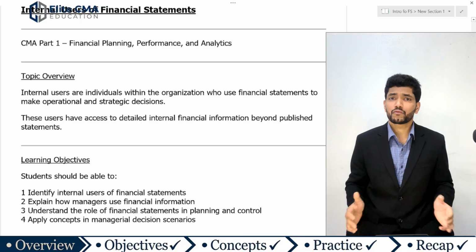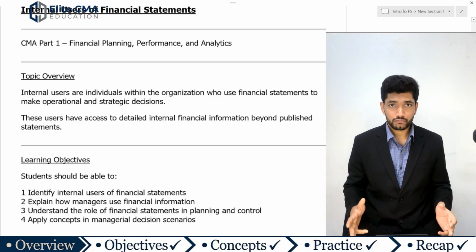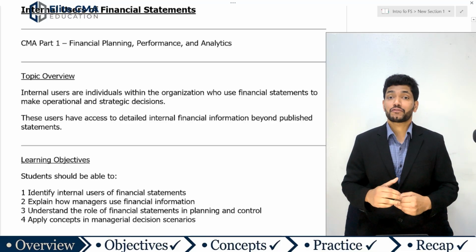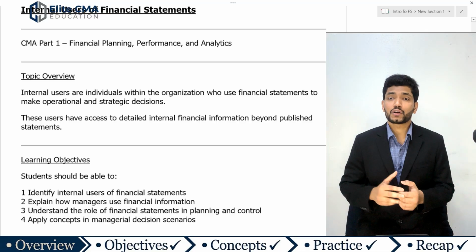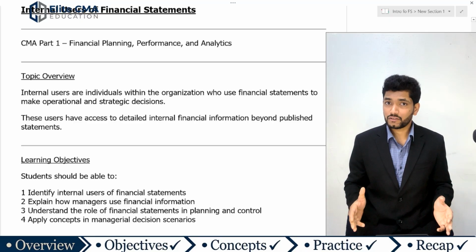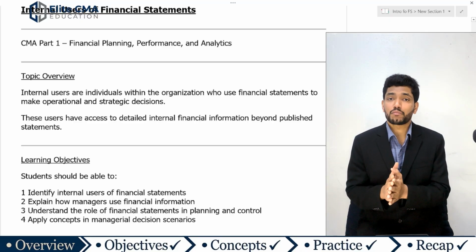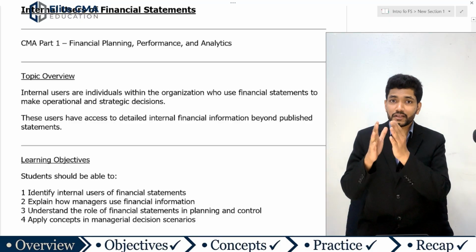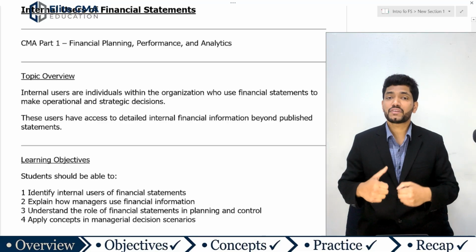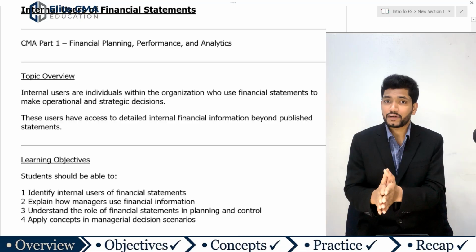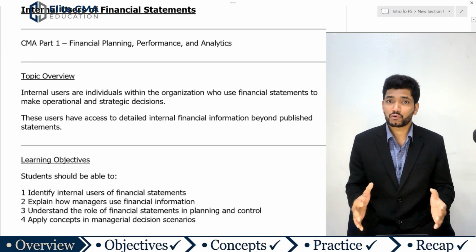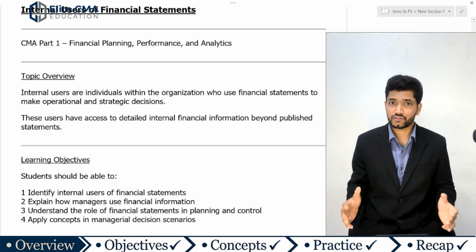In this tutorial, we are going to discuss the internal uses of financial statements. In the previous discussion, we already discussed different uses of financial statements, which include internal uses and external uses. So in today's session, we will have a detailed discussion about internal users, who they are, why they are interested in the financial statement, and what they are looking into in the financial statements.